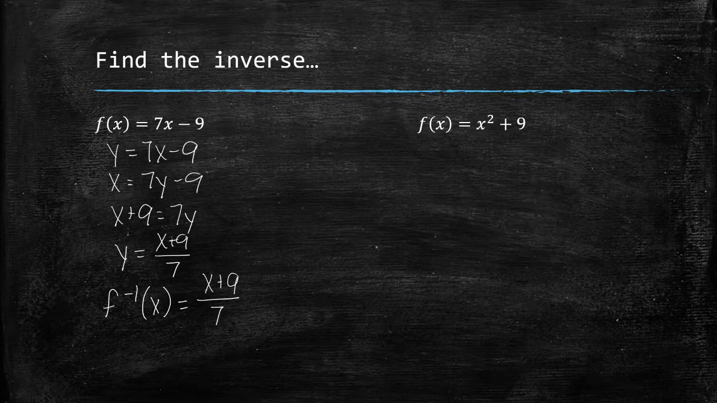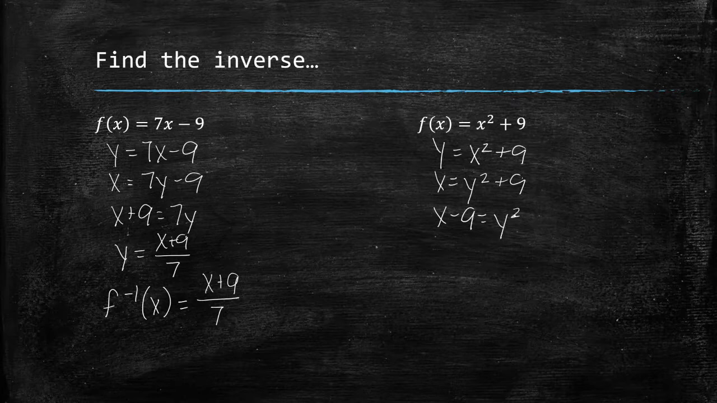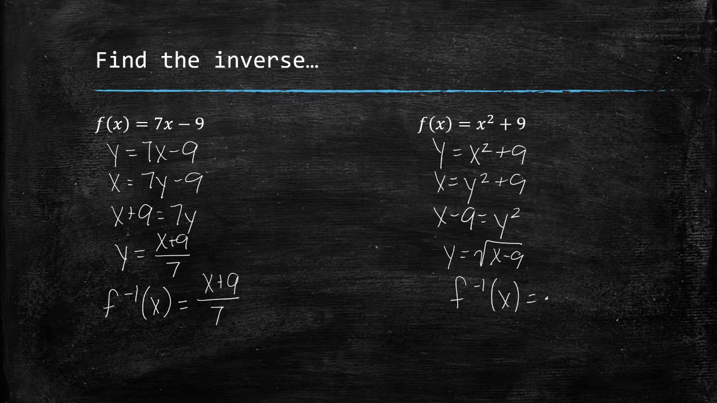Same thing on the second one. I'm going to rewrite this using y. I'm going to switch x and y, and then I'm going to solve to get y by itself. So I'm going to subtract 9. Remember that when I have a squared, it means that I'm going to square root the other side. And then lastly, I'm going to replace y with my function notation so that this is written correctly. Okay. So finding the inverse, just follow those same steps every time.